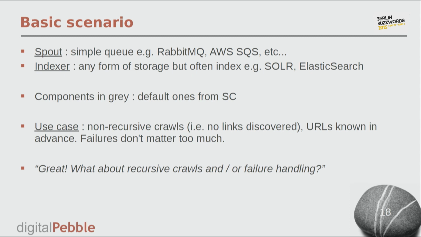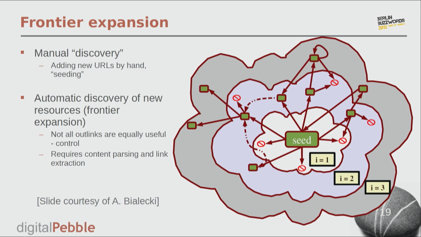What about recursive crawls? That works fine when you have just a set list of URLs. But when we have recursive crawls, you need something a little bit more complex. So that's what a proper crawl would look like. You start from seeds and then you follow outlinks. Some links can take you back to URLs you've already visited. Some of the links you don't want to follow, the ones with the little stop sign, and that's what you need the URL filters for.